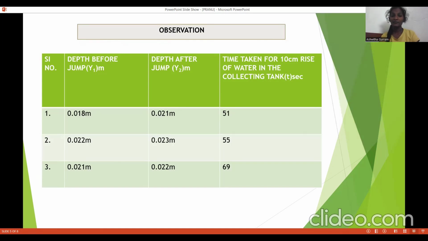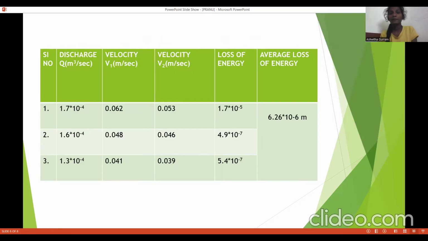When the depth before the jump, Y1, is 0.021 meters, the depth after the jump is 0.022. The time taken for 10 centimeters rise of water in the collecting tank is 69 seconds. By discharge, first, when the discharge is 1.7 into 10 power minus 4, the velocity V1 is 0.062, V2 is 0.053. The loss of energy is 1.7 into 10 power minus 5.